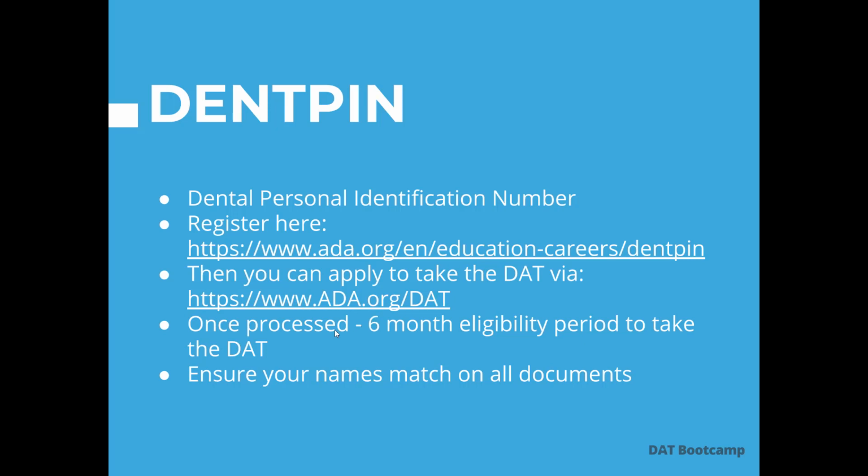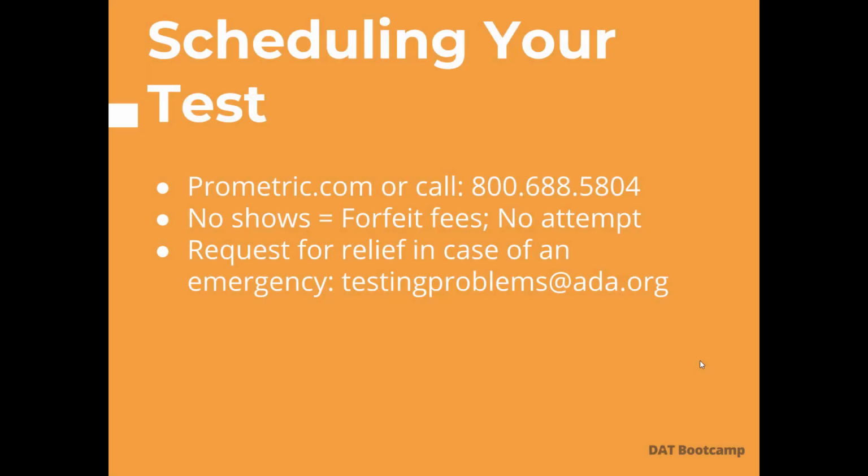Once you get verified and processed, then you'll be able to apply to take the DAT within a 6-month eligibility period. This means that if you do not take it within the 6-month eligibility period, you will have to repay all your fees, which I'll get to later, and go through the process again. Also, be sure that all your names match on all the documents you provide with this DENT PIN and while you're registering for the DAT, as if things do not match, you will not be able to take the test.